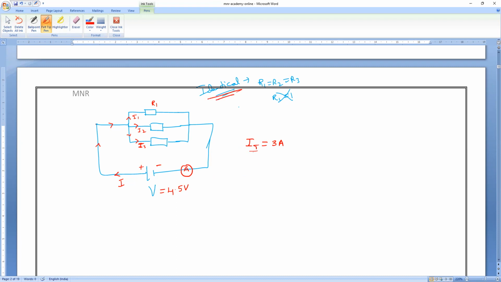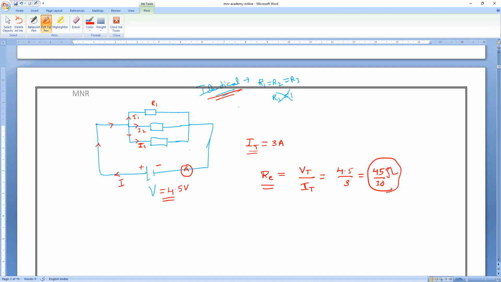So from that, I know the total current and total supplied voltage, so I'll find the total effective resistance. Total effective resistance is equal to total voltage divided by total current, which is equal to 4.5 divided by 3. So this is the total effective resistance. Do you understand, everybody?